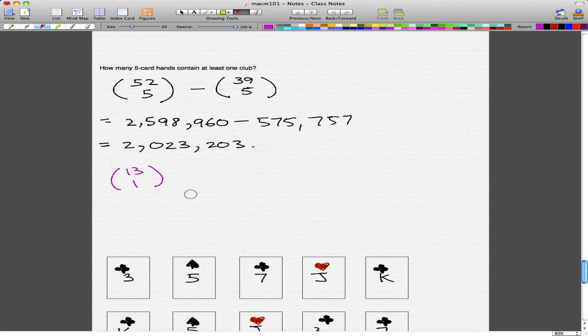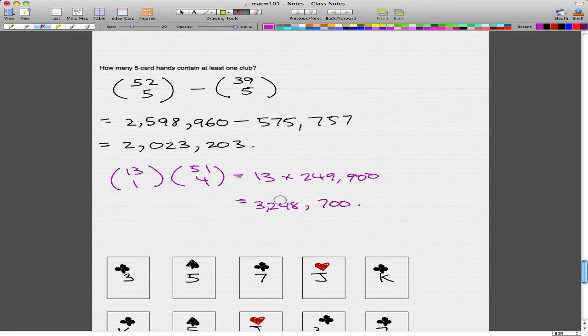Then the other 4 cards, we don't care what they are. After picking one card, we have 51 more cards in our deck, so we just pick 4 cards from our 51. And this results in 13 times 249,900, which is 3,248,700. Now this is wrong. The number here is supposed to be 2 million, but we've overcounted by about 1 million.